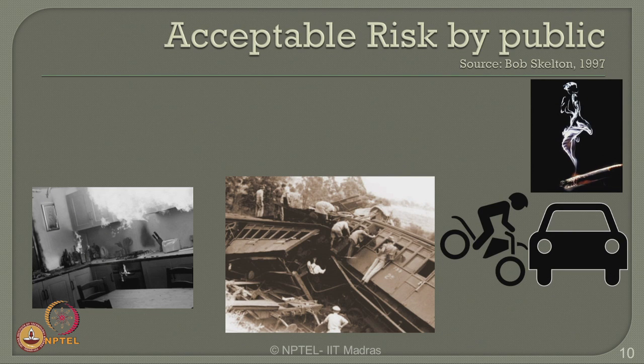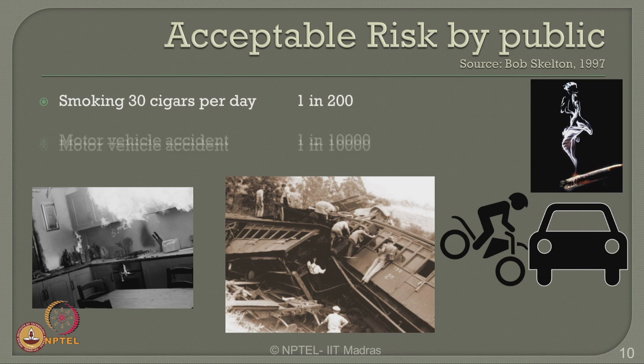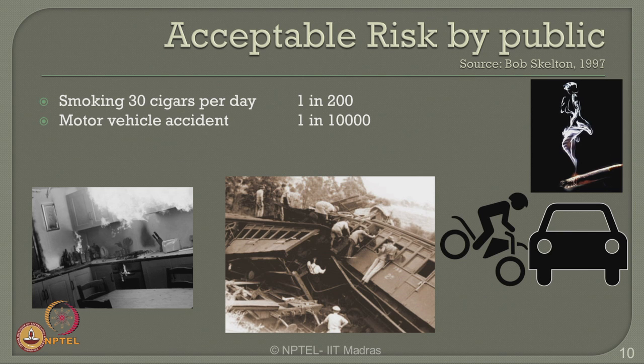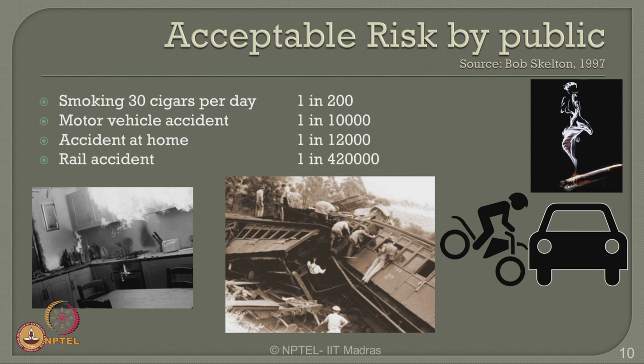However, it is interesting for you to know that risk is there in every walk of life. For example, cigarette smoking, accidents while you travel in an automobile or in railway, even when you stay in the house, there can be risk, which is categorized and also declared as acceptable societal risk by the public. For example, smoking 30 cigars per day gives a risk of 1 in 200, a motor vehicle accident is 1 in 10,000 and so on, as you see in this slide. Even rail accidents have an acceptable level of risk. It means risk is accepted in every walk of life. It is not only acceptable in oil and gas industries, as you may wrongly perceive.